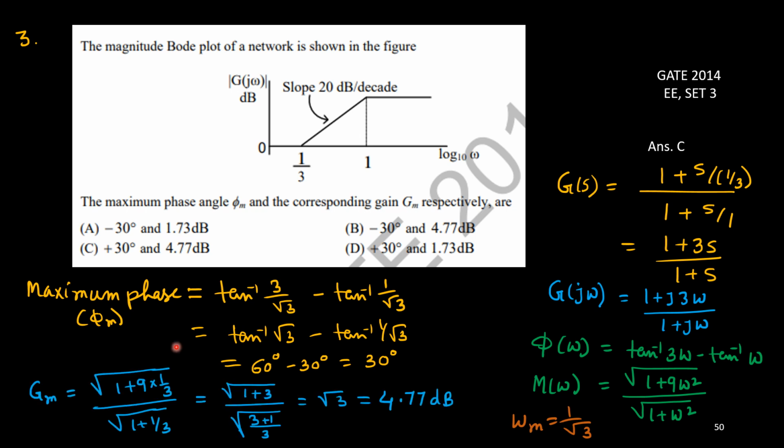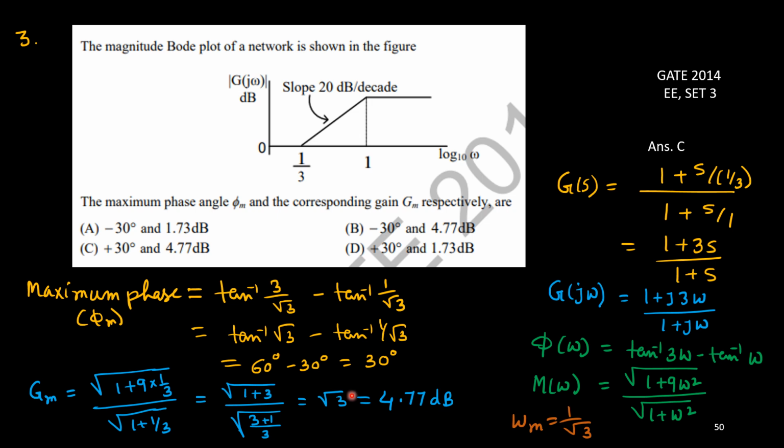Next one, the gain. Gain we can easily find out. We can replace omega m equal to 1 upon square root 3, so omega squared equal to 1 upon 3 I can put. So it is 1 plus 9 by 3 in the numerator, and here it's square root of 1 plus 1 by 3. If you simplify it, it becomes square root 3.